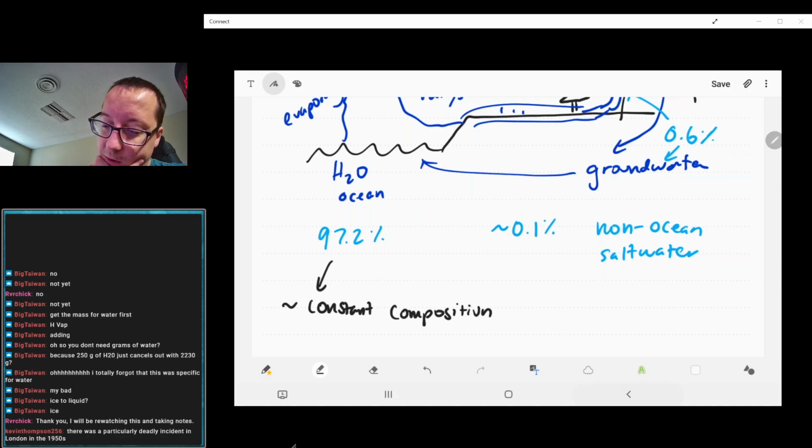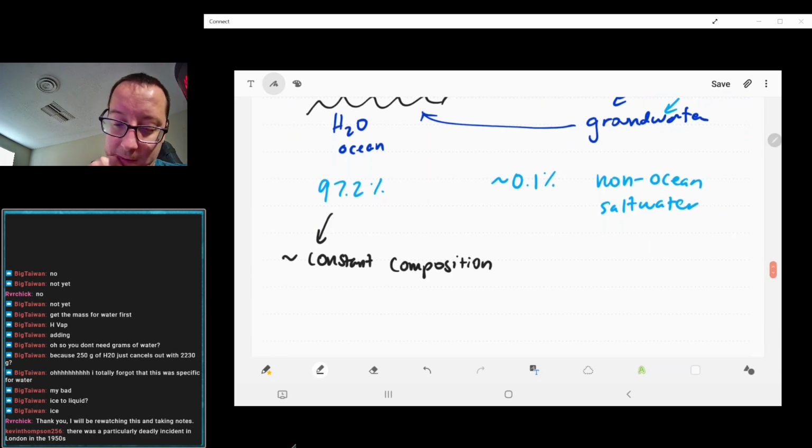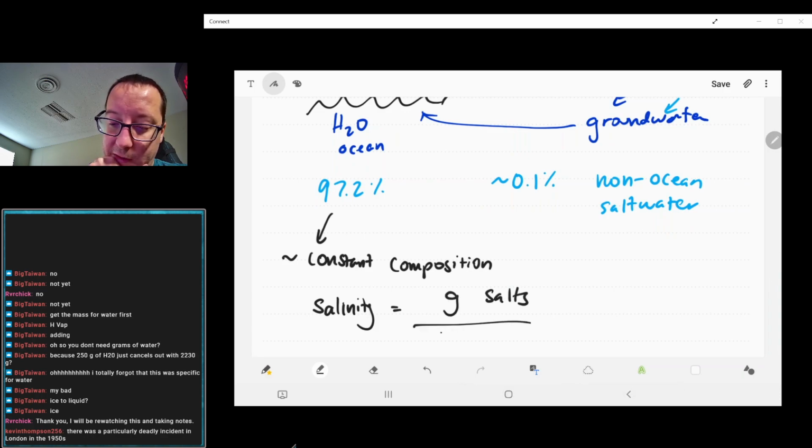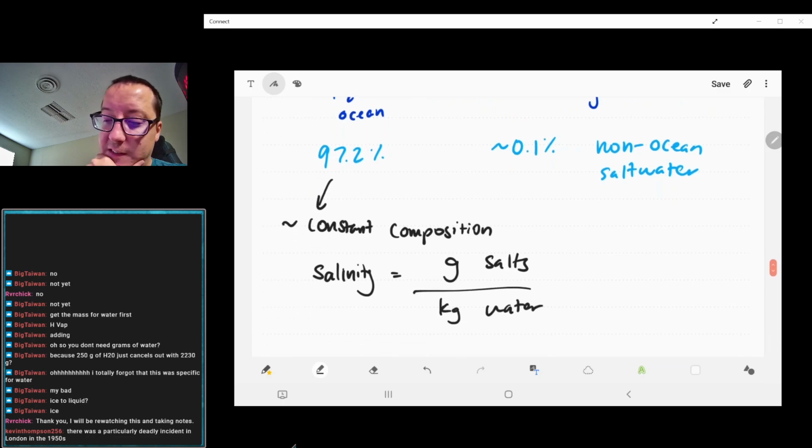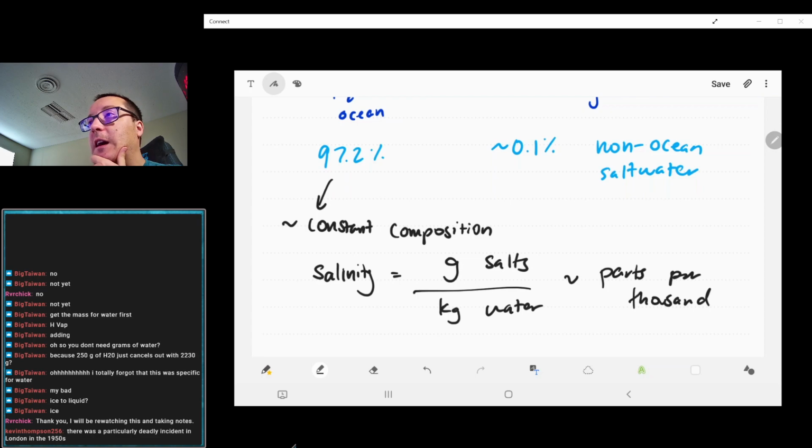And often we describe what's in the ocean using a term called salinity, which is the grams of salts per kilogram of water. That's pretty similar to parts per thousand. Sometimes we talk about things as parts per million, parts per billion. But salinity is a term that we talk about with the ocean, and it is parts per thousand. So grams of salt per kilogram of water.